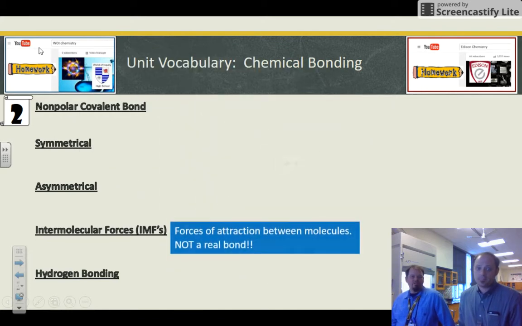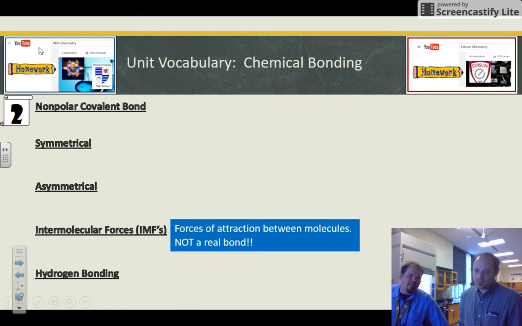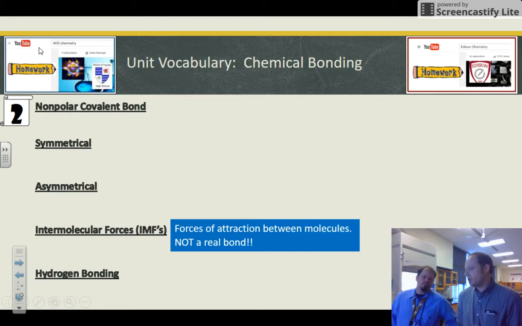IMFs, we got a POGL on this that I actually kind of like. I like the polar bears and the penguins. IMFs are the force of attraction between molecules themselves. Now, this is not a bond. I've got a bonded molecule here, I've got a bonded molecule here, and there's no actual bond between the molecules. They do interact, but that doesn't form a full covalent or ionic bond.